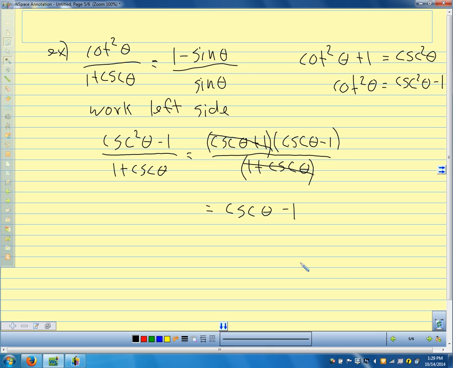What do I do here? Write cosecant theta. That's the one thing we know how to do, right? Cosecant theta is 1 over sine theta. So we get 1 over sine theta minus 1. What do we need to do to subtract these two? Common denominator. So I'm going to multiply this by sine theta over sine theta. I get 1 minus sine theta, just like we wanted, over sine theta. And we're done.